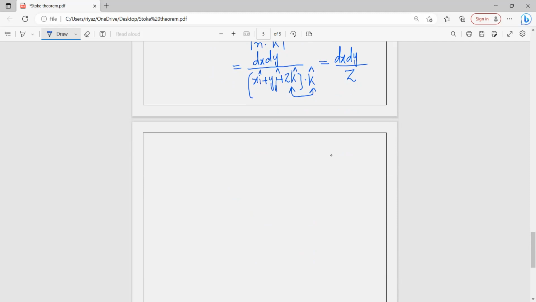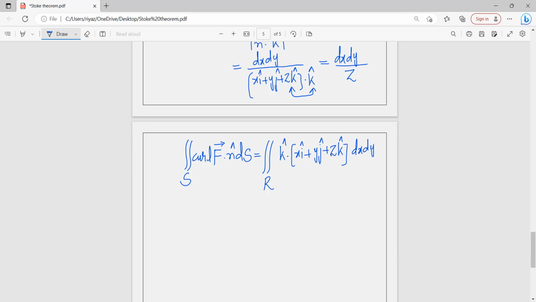I'll give you this later. Double integration over S of curl F dot n cap dS is equal to, the surface will be converted to a region. Curl F value we got as k cap, dot n cap we got as xi plus yj plus zk, dot over dS value we got as dx dy by z.